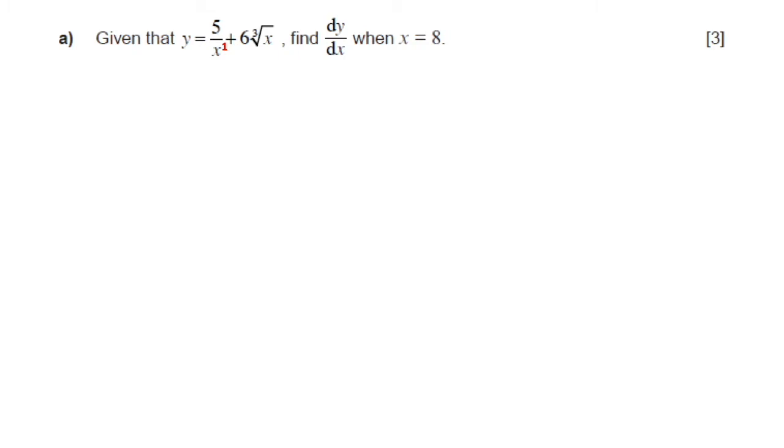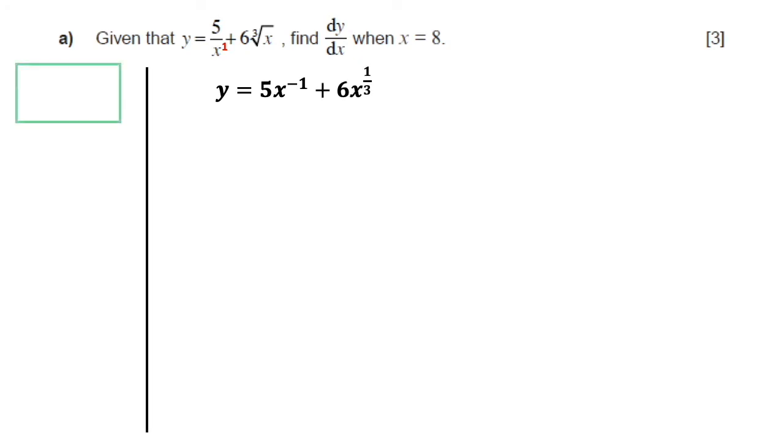Now the first term is 5 over x, and that means 5 over x to the power of 1. So if I bring the power up to the top, it becomes 5x to the power of minus 1. The second term, 6 cube root of x. Cube root of x is the same as x to the power of a third. So I can write that as 6x to the power of a third.